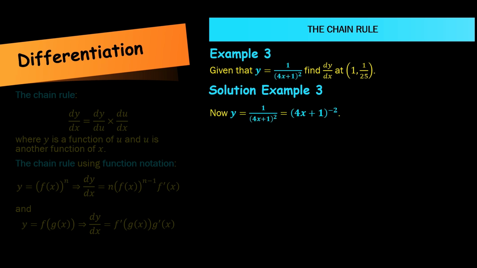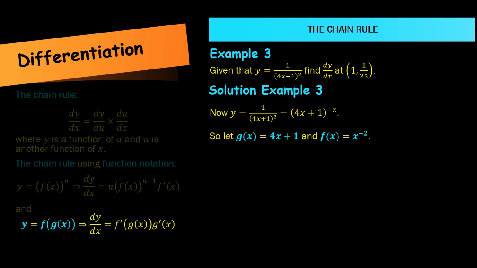We can rewrite y as (4x plus 1) all raised to the power minus 2. We can let g of x equal 4x plus 1 and f of x equal x to the minus 2, using the notation on the left-hand side of the screen. So we have that y equals f of g of x.